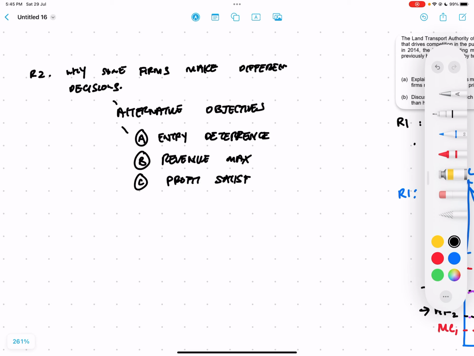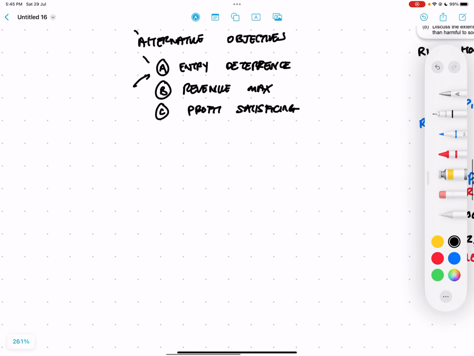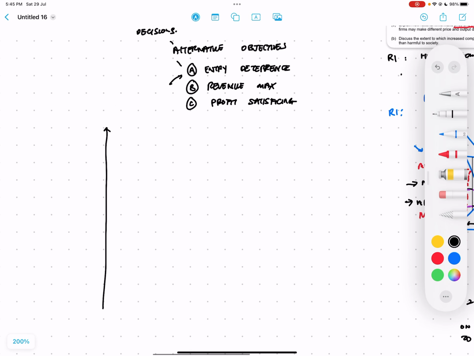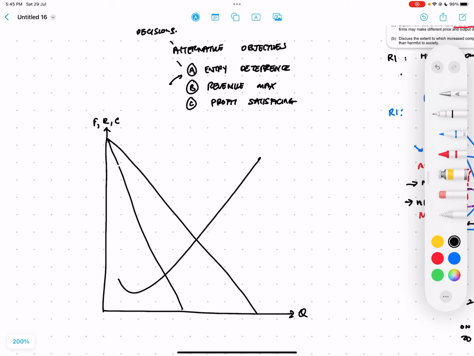Okay, so I'll go through maybe one of them in more detail. Maybe entry deterrence first. Maybe I'll go through 2 in detail. So in the case of entry deterrence, it goes like this, right? You have quantity, price, revenue, and cost. Then we will profit maximize, right? So MC goes here, MR. This is quantity, AR, and then you have PM here.